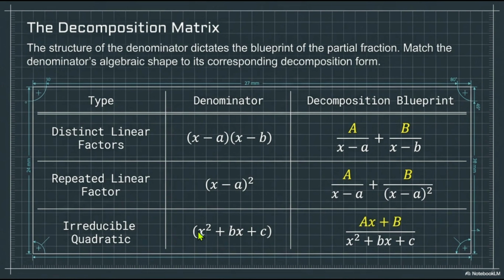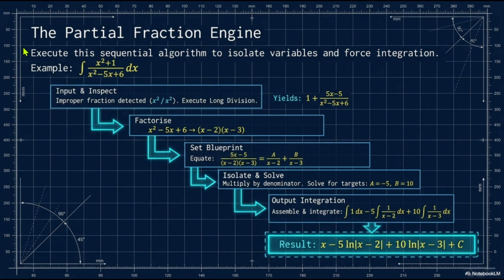And an irreducible quadratic, suppose ax squared plus bx plus c, that is written as a linear term over the quadratic that does not factor. So in this form you can break it down. Partial fractions, for example, x squared plus 1 over x squared minus 5x plus 6.